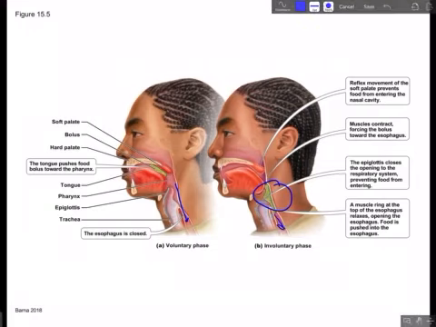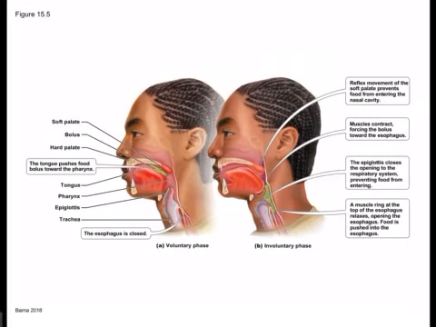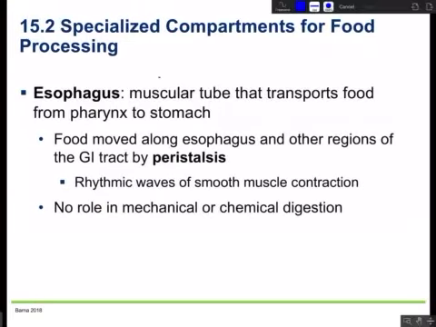So now we're going to talk about the esophagus, which is after the pharynx. Your esophagus is a muscular tube. It's skeletal at the top, but then it's predominantly smooth muscle, and it transports food through your thoracic cavity from your pharynx to your stomach.